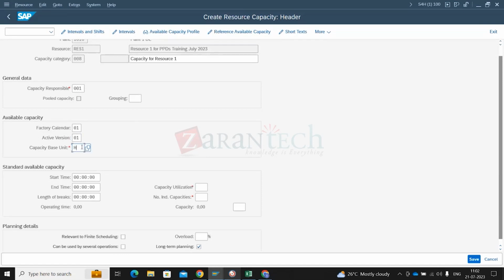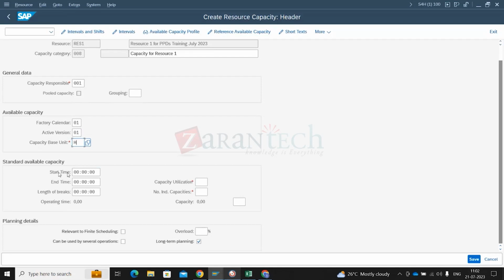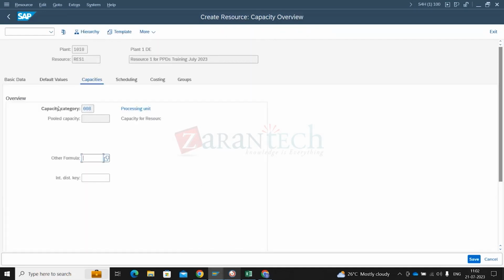Okay. Base unit is hour. I'm going to maintain it in hours. How much time I'm available, from 00 to say 23 hours I'm available. I have a length of break of 1 hour. Okay. Capacity utilization is 100% and number of capacities is 1. So just press enter. The moment I press enter, it got saved. Everything is in and I am back at the capacity category type.